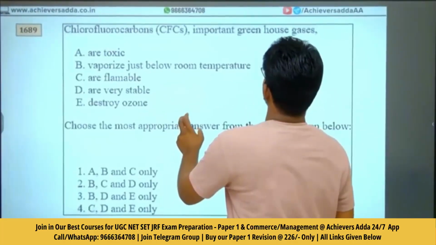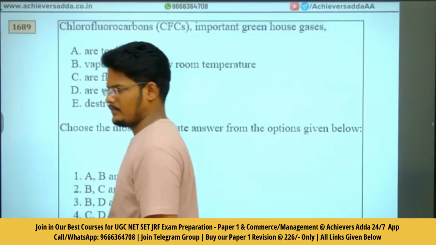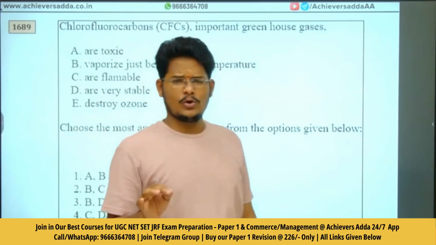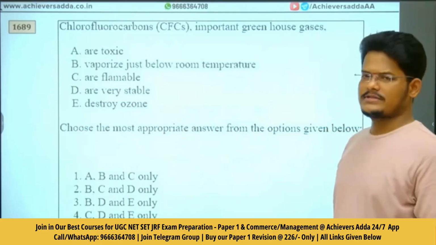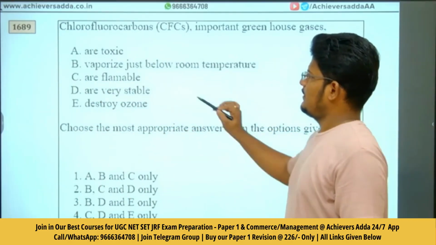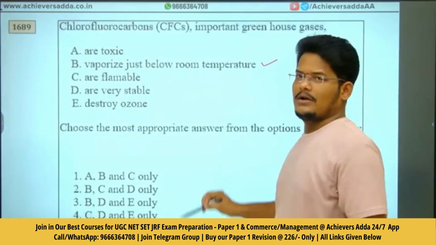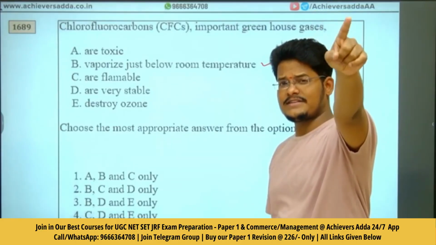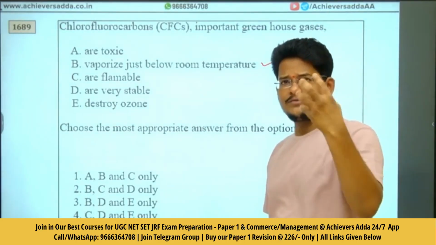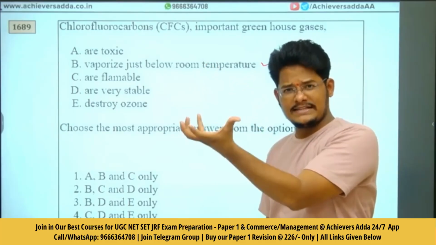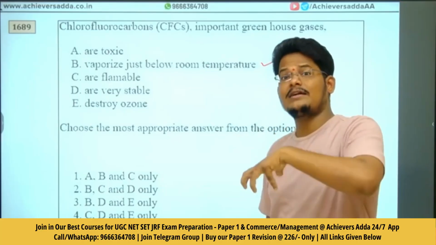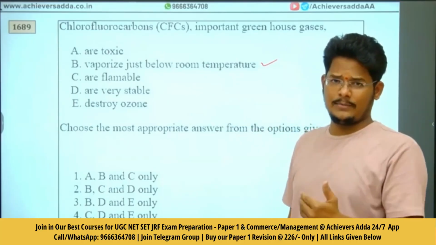Chlorofluorocarbons are important greenhouse gases. Out of all the greenhouse gases, chlorofluorocarbon is one of the most important because of its nature that it vaporizes just below room temperature. Now the AC is running here. Whatever the AC is releasing is chlorofluorocarbon. The CFCs are getting released, and you can't even find those CFCs present in this room. Visibility will not be there, but they are pollutants which can create respiratory problems.